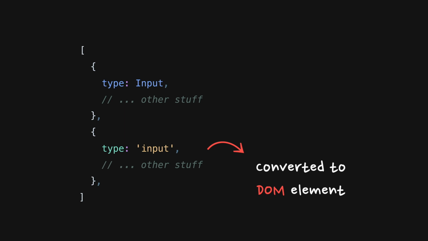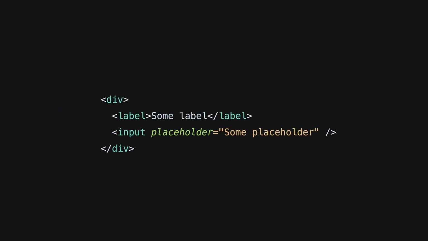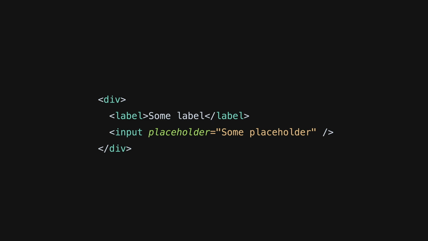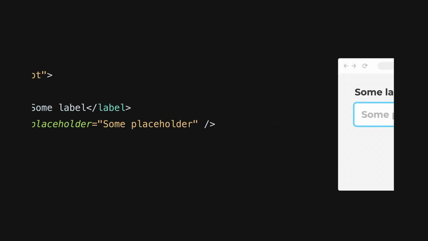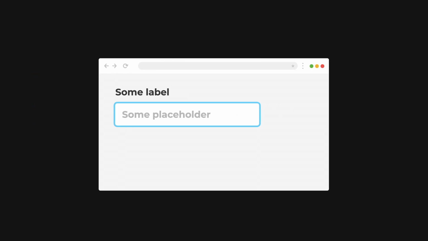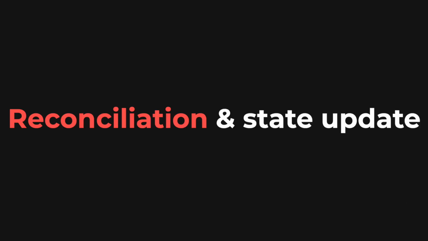If it finds an object with a function as type, it calls that function and iterates over the objects it returns. It goes through the entire tree, iteratively calling all functions until it reaches the end. The resulting DOM tree is then appended to the root element, and we finally can see our beautiful app on the screen. At some point of this app's existence, a user will interact with it, and it will be time to trigger a state update.